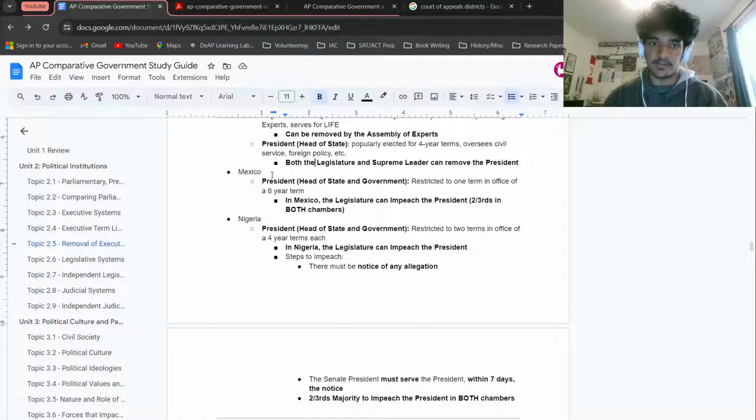Mexico, president, does the same thing as everyone else. They can impeach him. It's 2/3 in both chambers. I remember we had a question about that. It is 2/3 in both chambers.